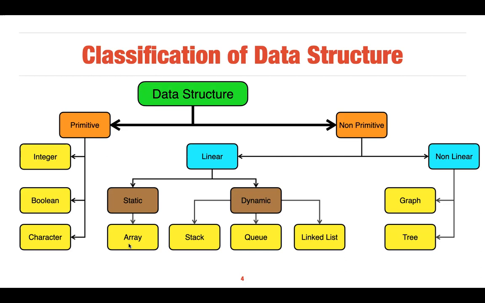An example of static is array. Maybe array is very familiar to everyone. And dynamic data structures are stack, queue, linked list. These are the dynamic data structures. And for non-linear, we can take examples like graph and tree. So we will discuss them in the later slides. So these are only the classification of the data structures, on the basis of some things. We will discuss them in the next slides.